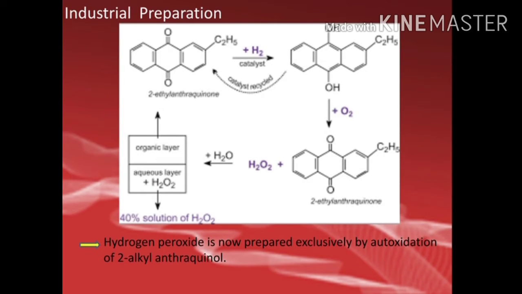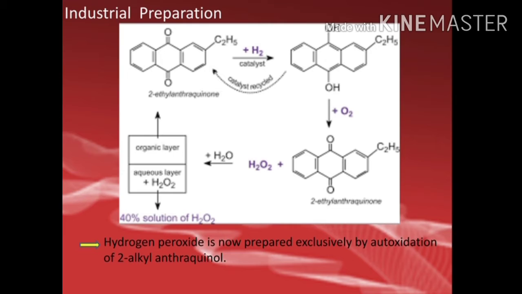Next method is industrial preparation. Starting material is 2-ethyl anthraquinone. This 2-ethyl anthraquinone undergoes reduction and is converted into 2-ethyl anthraquinol. That 2-ethyl anthraquinol automatically undergoes oxidation and is converted back into 2-ethyl anthraquinone. At the same time, hydrogen peroxide is formed. This mixture is diluted using water as a reagent.